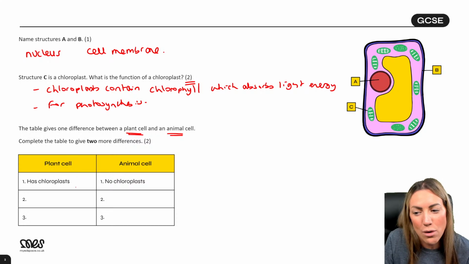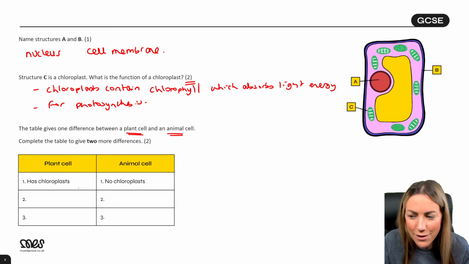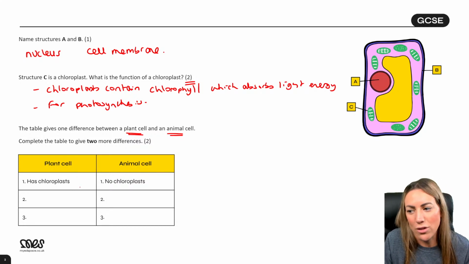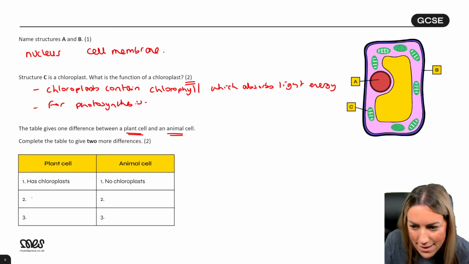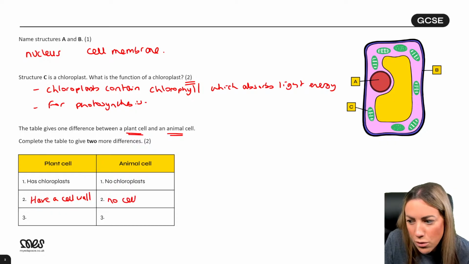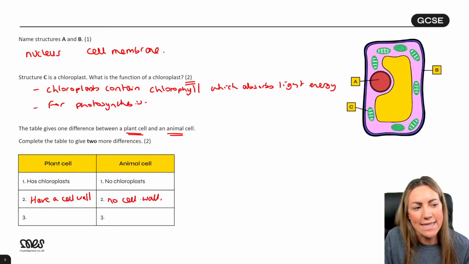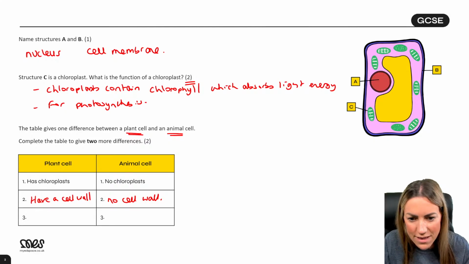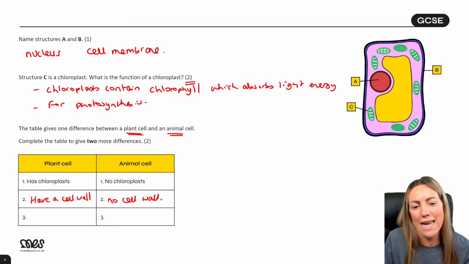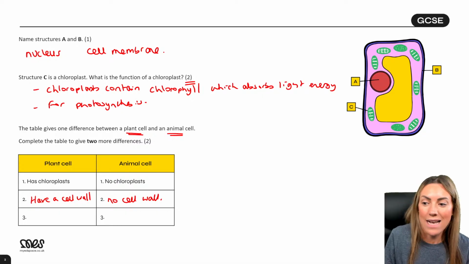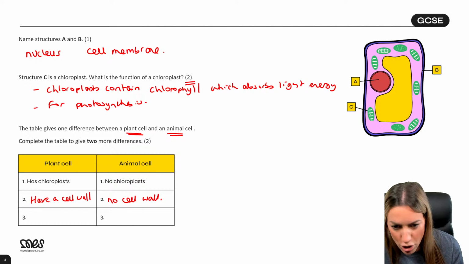Right, we've already been given one, so obviously we can't repeat that. Don't be daft. Plant cells have chloroplasts, animal cells don't. Plant cells have a cell wall. Animal cells, no cell wall. And this is really nice, isn't it, when they give you a table, because it makes you say the differences. If they don't give you a table, make sure your answers are comparative. What I mean by that is you're writing plant cells have a cell wall, whereas animal cells don't.